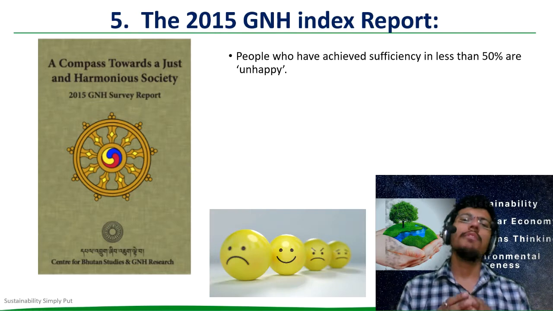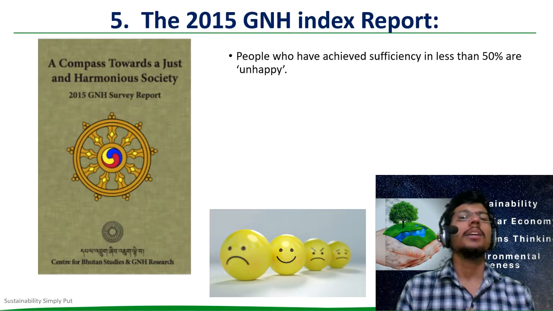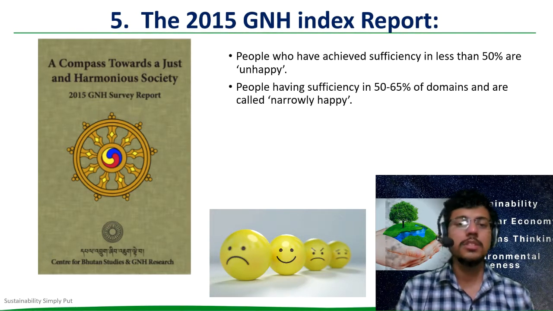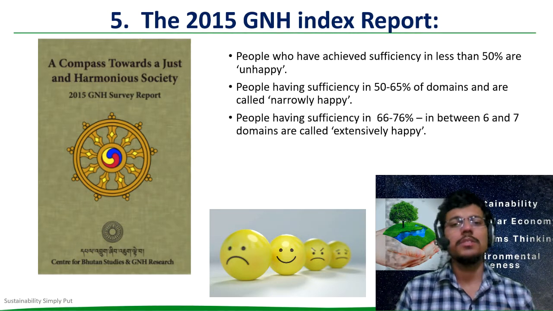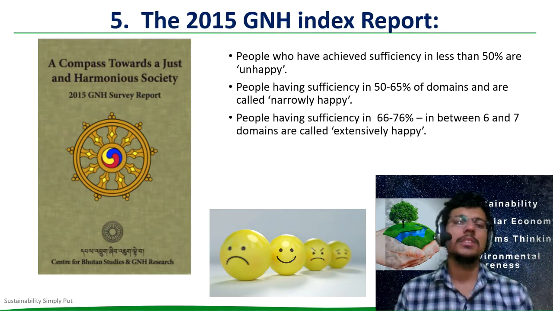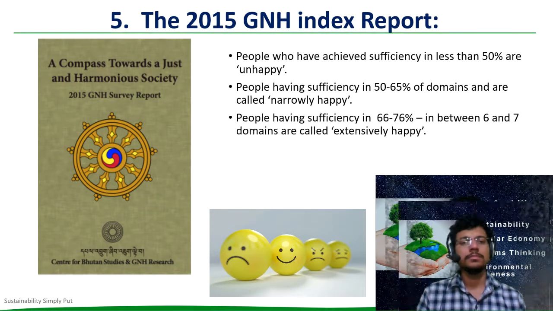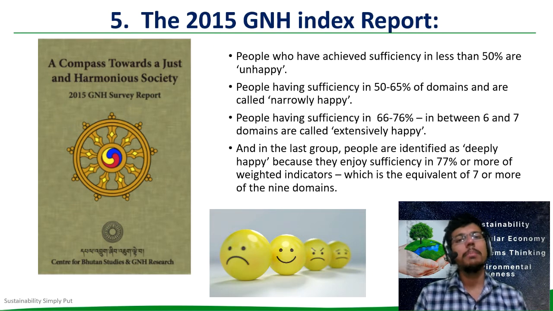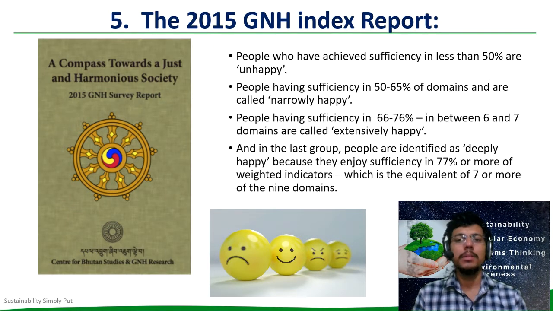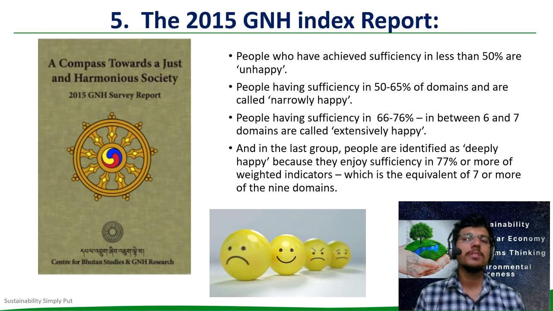People who have achieved sufficiency in less than 50% are unhappy. People having sufficiency in 50 to 65% of domains are called narrowly happy. People having sufficiency in 66 to 76%, in between 6 to 7 domains, are called extensively happy. And in the last group, people identified as deeply happy because they enjoy sufficiency in 77% or more of weighted indicators, which is the equivalent of 7 or more of the 9 domains.